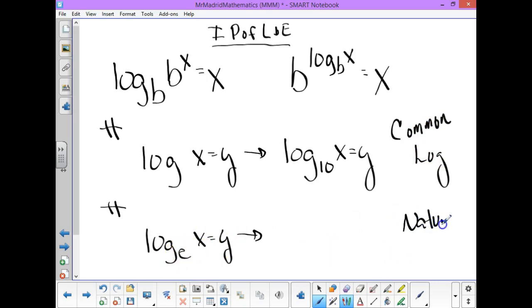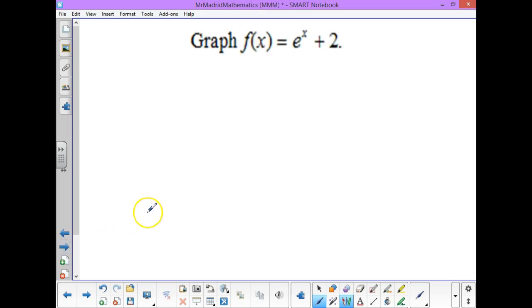the natural log, and the way it's abbreviated, like the common log has its abbreviation, is ln, for the natural log of x equals y. So, long story short, when you see natural log written like this, it really means log base e. Alright, let's move forward here.